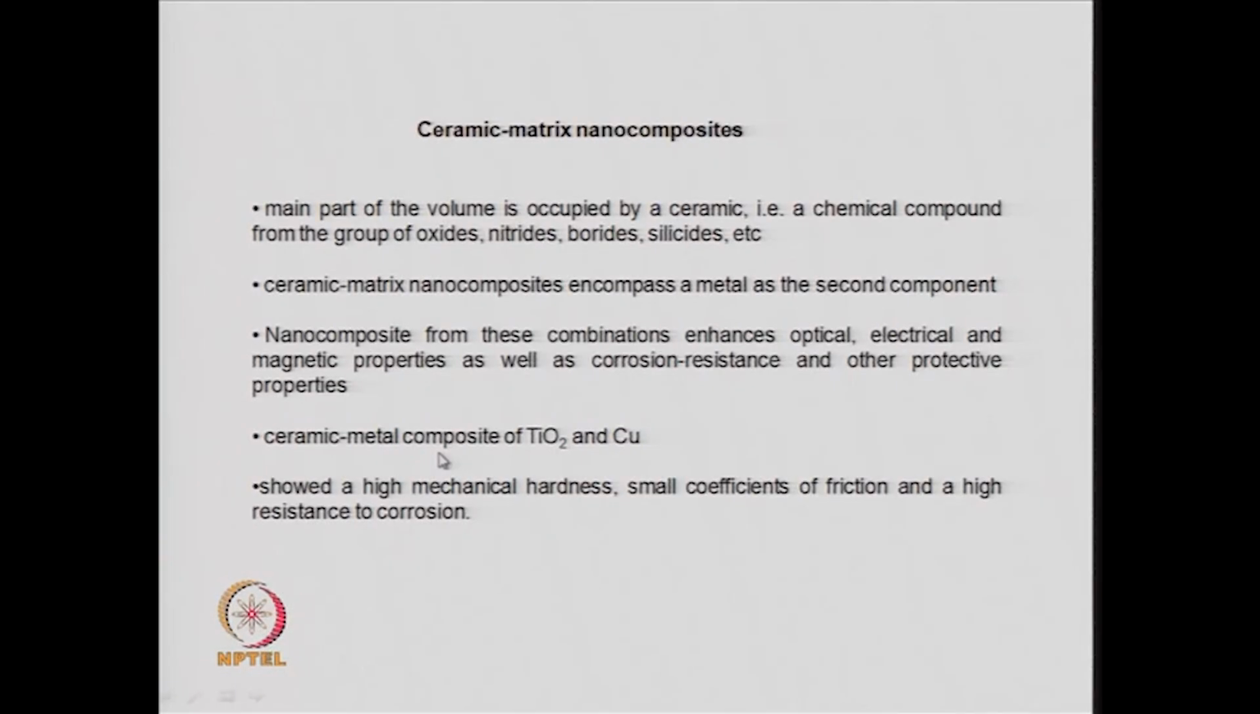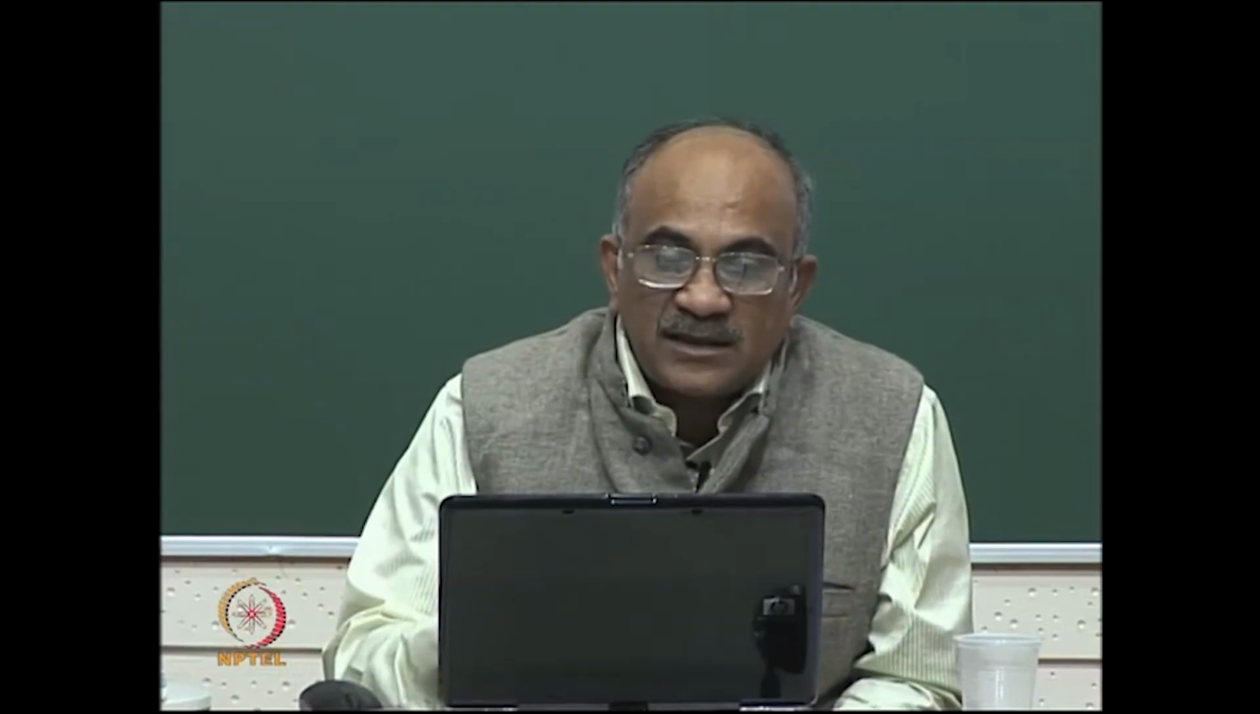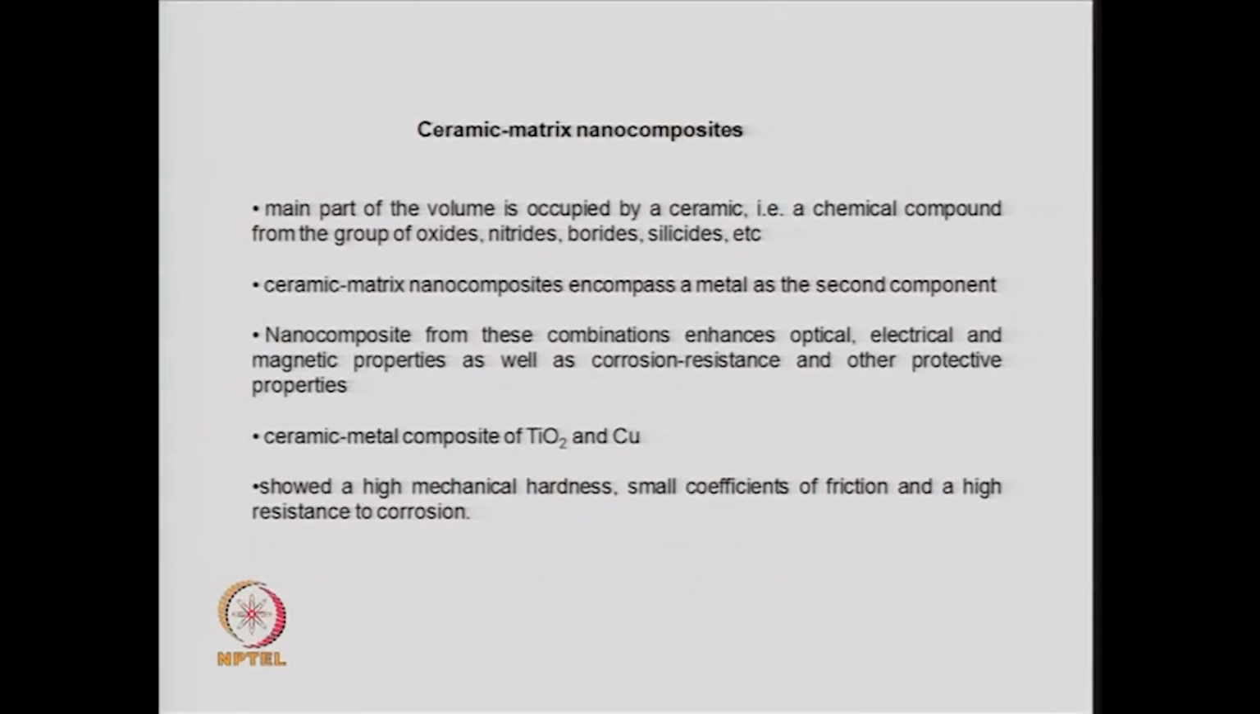So, an example of a ceramic metal composite is titanium dioxide and copper nanoparticles. Titanium dioxide is the matrix here, it is the bulk phase, and in that you have incorporated small amounts of copper nanoparticles. So, then that becomes a ceramic metal nanocomposite, and this nanocomposite shows a very high mechanical hardness. It shows a small coefficient of friction and a high resistance to corrosion. So, this is an example.